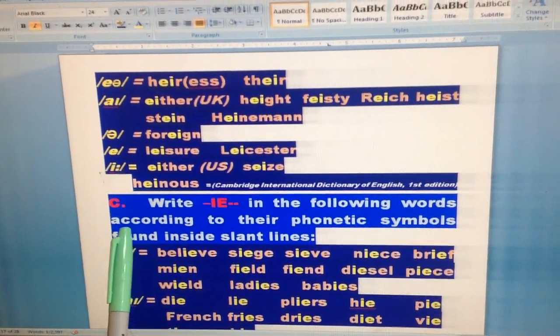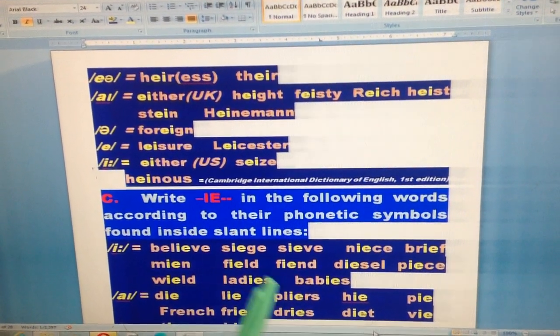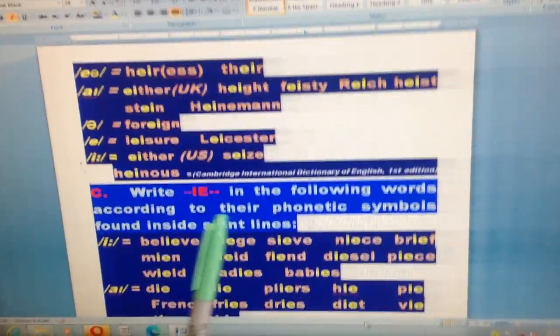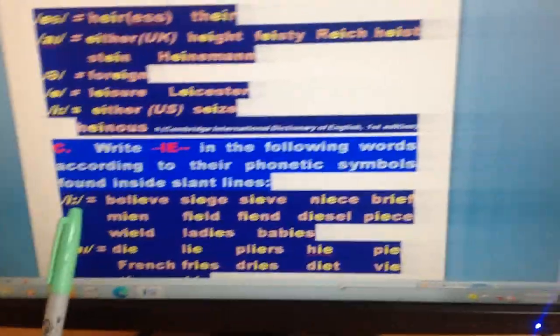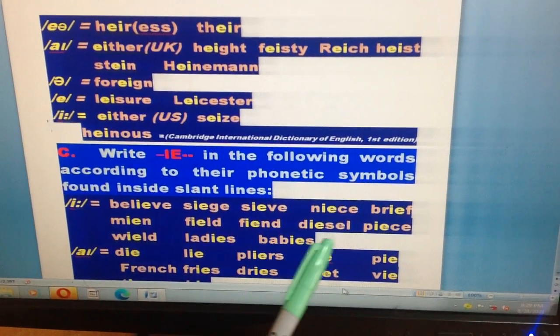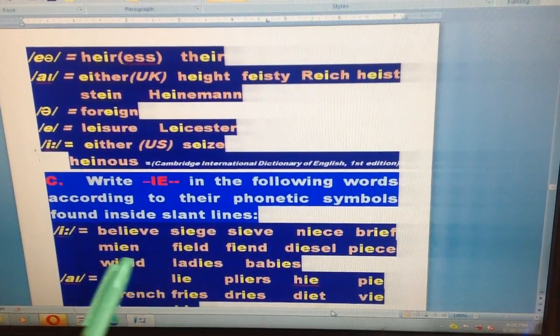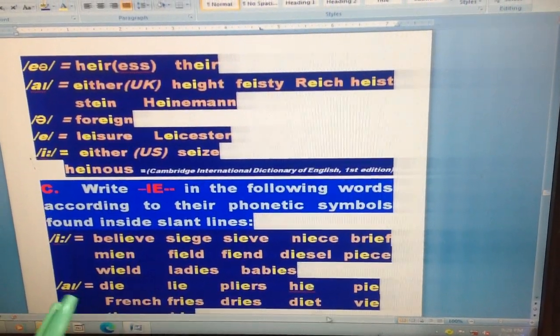We now come to C. When do we write I-E? In the following words, when it sounds E. When it sounds E, we have believe, siege, these words. They are all long E sound. Babies, fiend, filled, mean, willed.